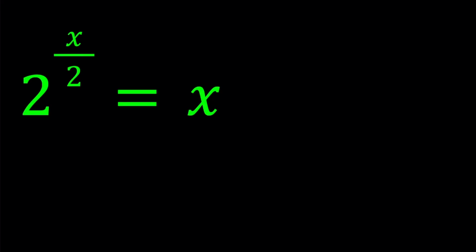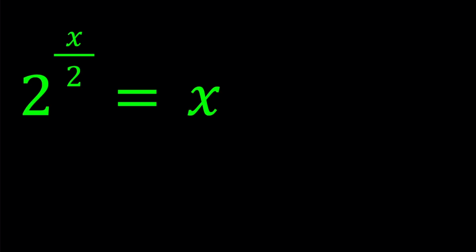Hello everyone. In this video we're going to be solving an exponential equation. We have 2 to the power x over 2 equals x, and we're going to be solving for x values. So first of all, we're going to solve this problem, and then we're going to be looking at a result from Wolfram Alpha, and at the end I'm going to show you a graph.